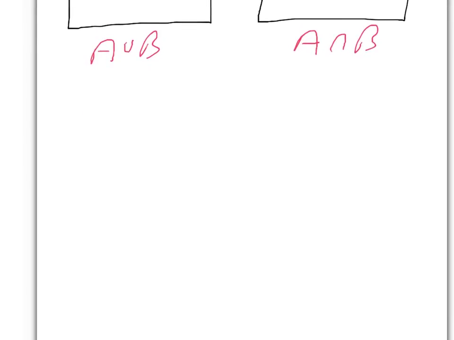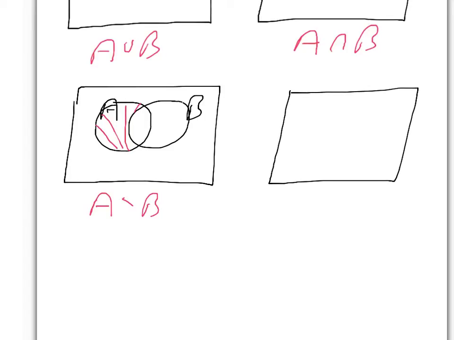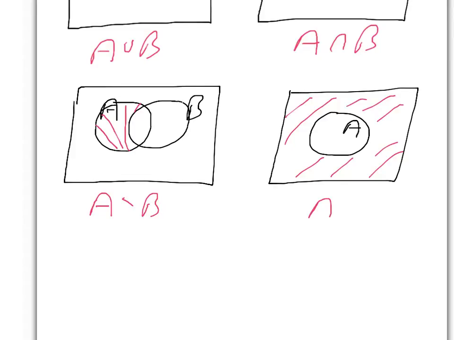Okay, now what about the set theoretic difference? If this is A and this is B, then the set theoretic difference is everything that's in A but not in B, and so it would be this region here. That's the set theoretic difference. And what about the complement? If we just draw a single circle for A, the complement is everything in the universe that's not in A. So that would be out here. That's the complement.